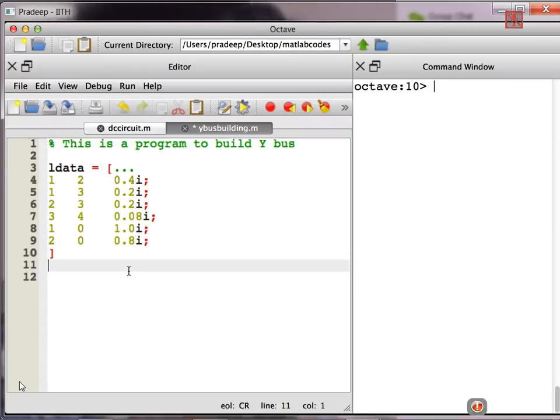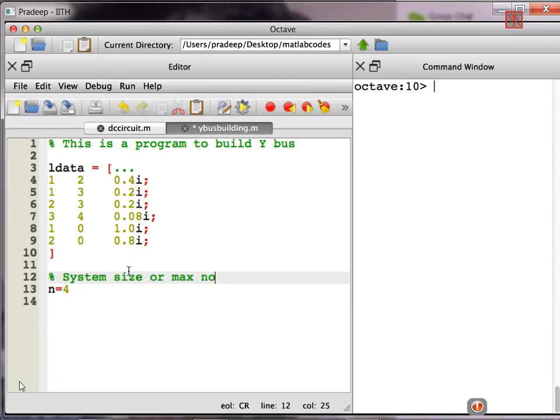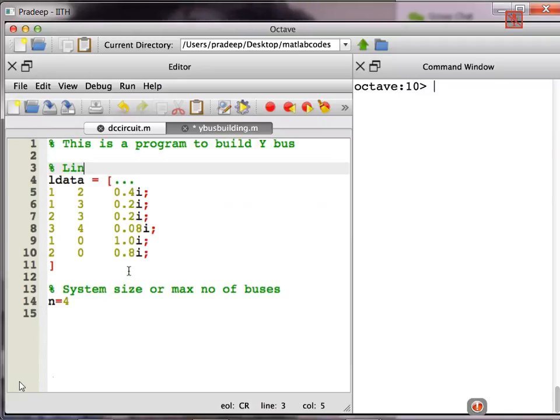So now I will define n equal to 4. So this is number of buses, system size or max number of buses. So this 2 is the input data. Okay, so here I'll say line data.